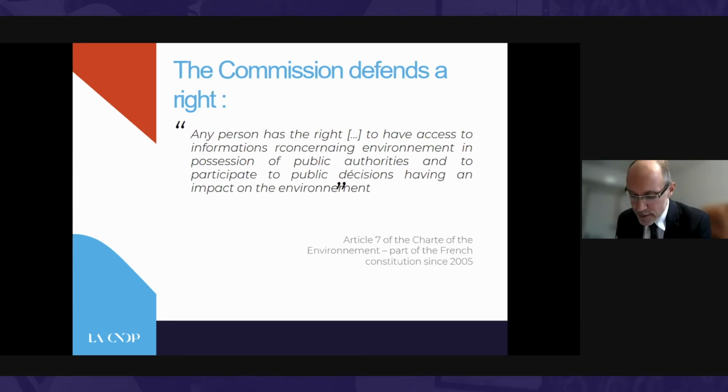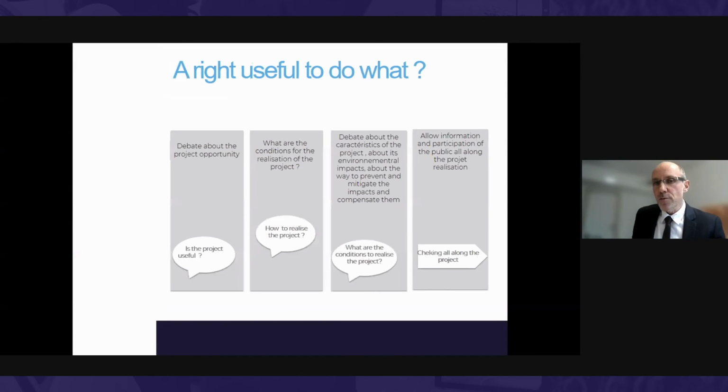In France, we have our own reality, and a person has the right to have access to information concerning the environment in possession of public authorities, and to take part in public decisions, in public debates, having impact on environmental issues. So the National Commission for Public Debate has this right to start its activities at a very early stage. So how can we use this right?